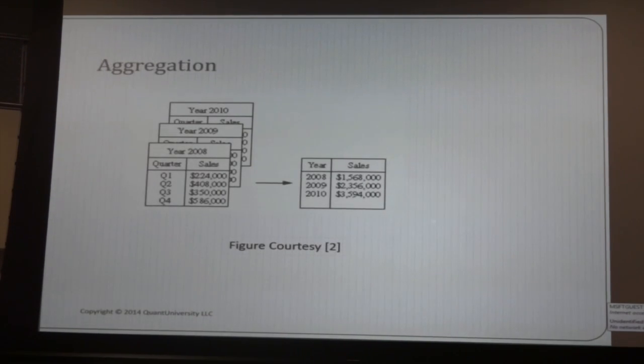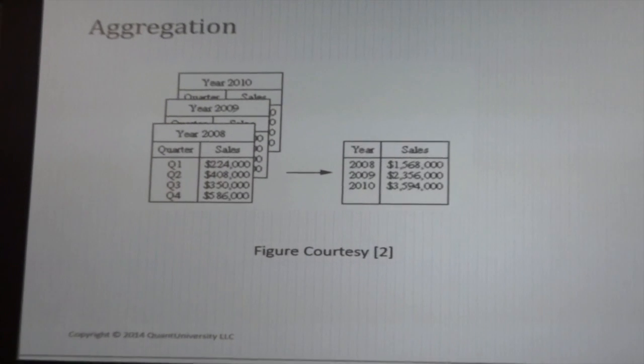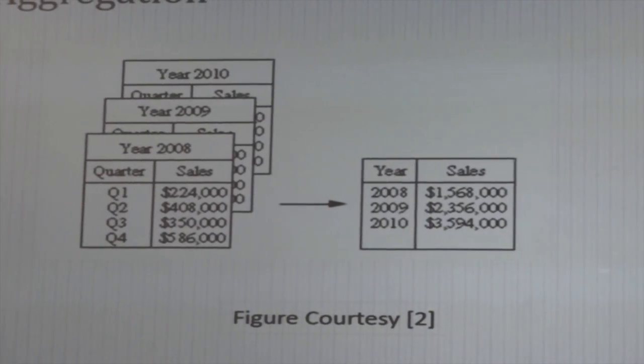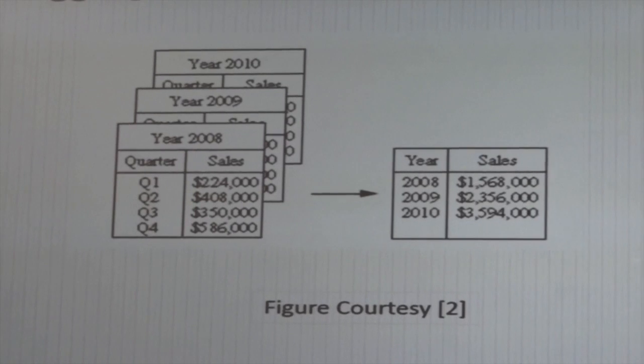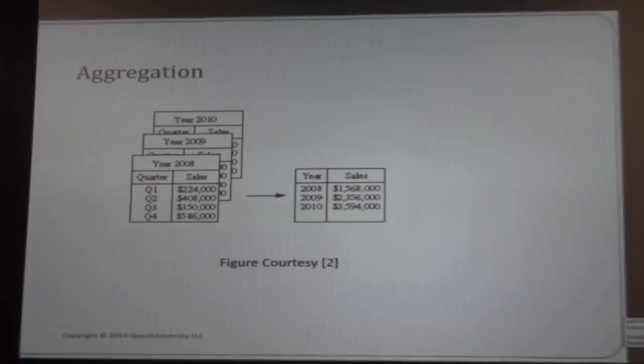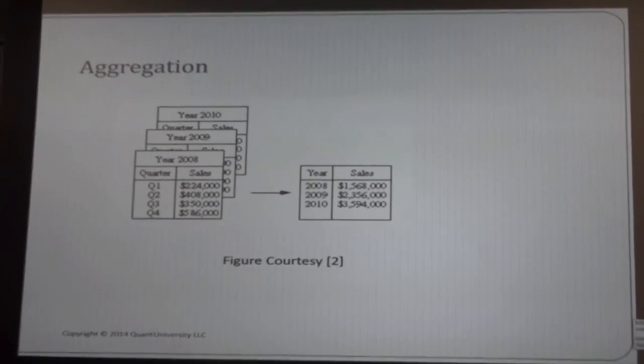The last one is aggregation. So here, you may not require the temporal nature of data. So you may need to aggregate it into smaller aggregates, and then you could use the data at a higher level of aggregation rather than at a granular level. Okay?